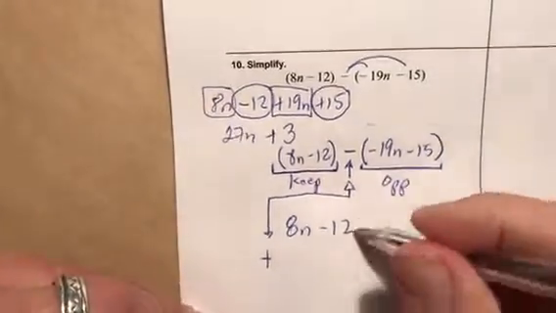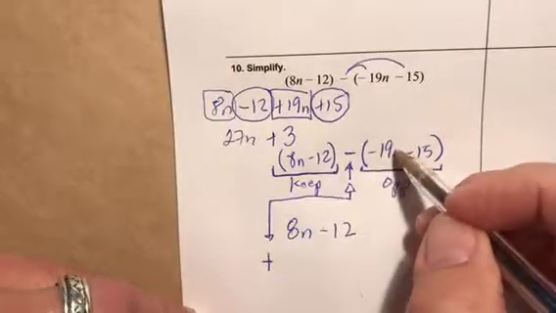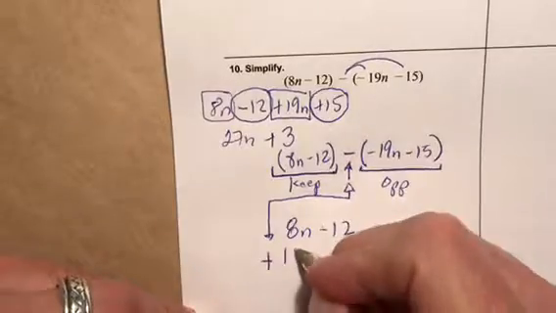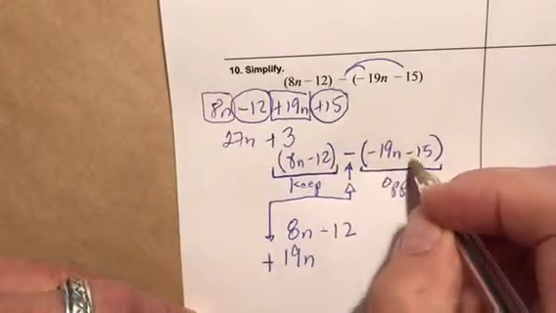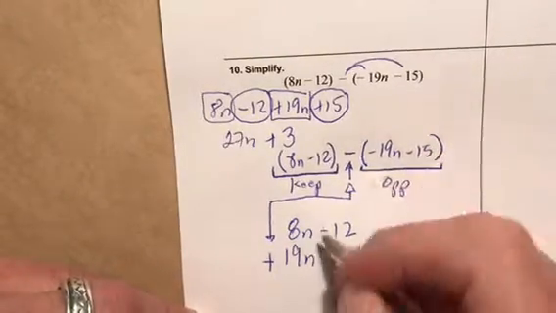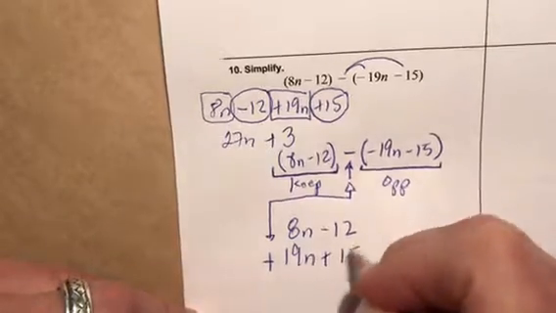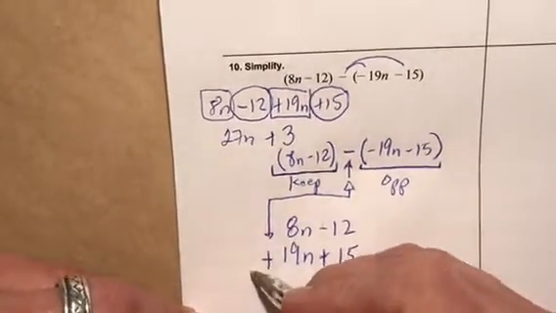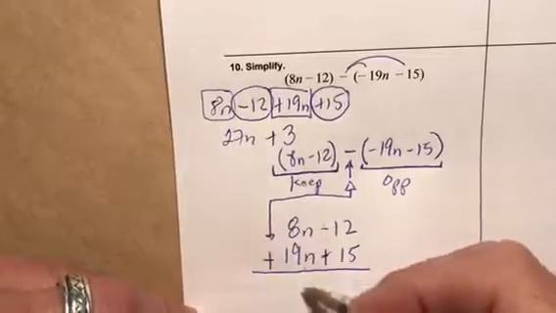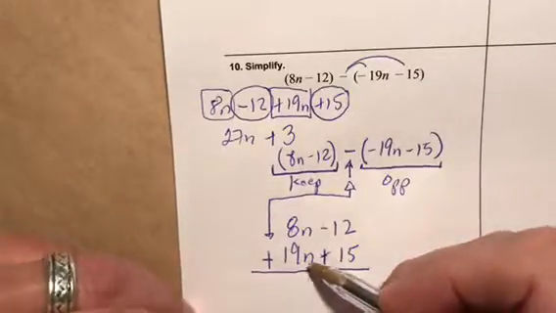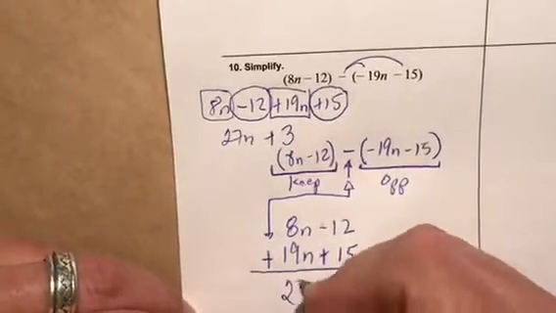And I want the opposite of everything inside here. So what is the opposite of negative 19? Positive 19. What's the opposite of negative 15? Positive 15, or plus 15. I can write it that way. And now I look vertically. 8n plus 19n is 27n.